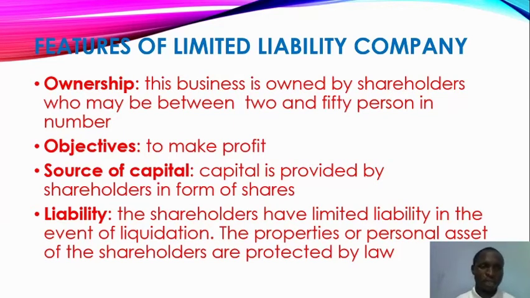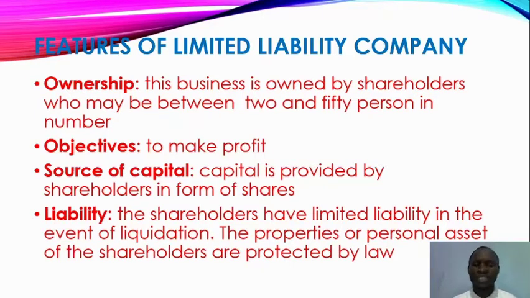Then we have features of limited liability company. The first one here is ownership. This business is owned by shareholders who may be between 2 and 50 persons in number. So the ownership of a limited liability company is usually between 2 and 50, which is to say a minimum of 2 and a maximum of 50. Now the objective is to make profits. It's straightforward.